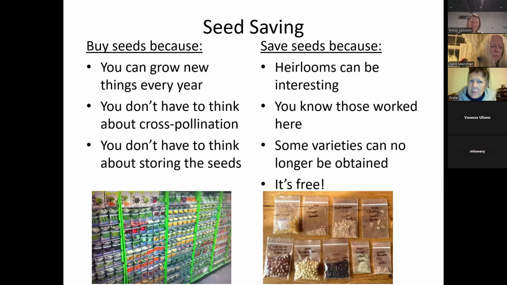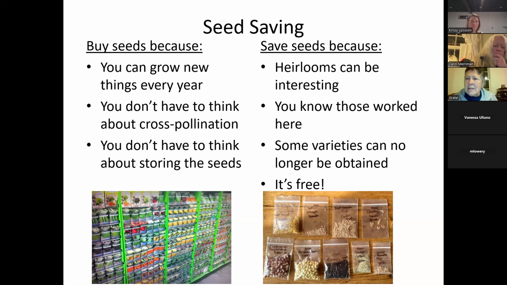So save seeds, because heirlooms are interesting and there's a lot more variety available if you go to all those weird local things than if you buy the top 10 tomatoes available from everywhere. Once you have grown it once and it worked well, you know it works here. You know it's well adapted for this location. Some cultivars from one year to the next, they no longer sell, and it's free. So that's all marvelous. If you buy seeds instead of saving them, you can grow new things every year.